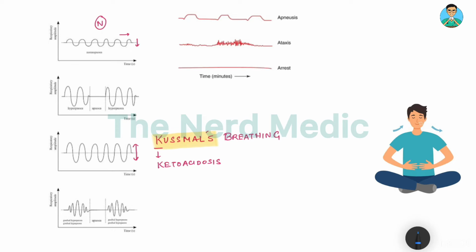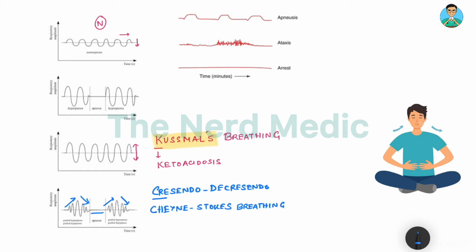Next we come to this type of breathing pattern where there is a crescendo, then decrescendo type of breathing, and then there is a complete cessation of breathing, and then again crescendo, decrescendo pattern. So crescendo should remind you it is a Cheyne-Stokes breathing. The C in crescendo, the C in Cheyne must remind you that this is due to cardiac causes. For example, congestive heart failure.